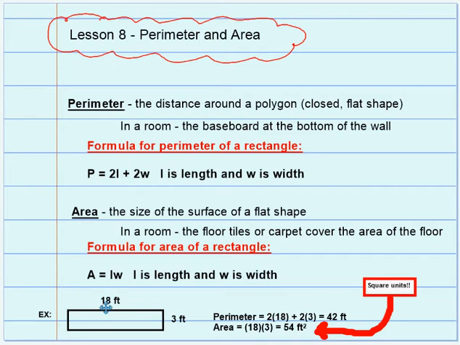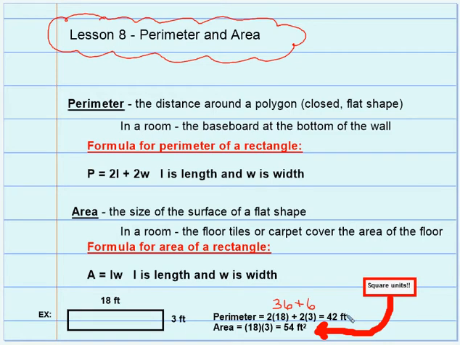and it shows a rectangle. We have 18 feet by 3 feet, and you can treat 18 as the length, or 18 as the width. It really doesn't matter in the calculations. So perimeter, you're going to take 2 times the length, and I used 18 as the length, and you're going to add that to 2 times the width. So 2 times 18 would be 36, and 2 times 3 would be 6, and 36 plus 6 will give you 42 feet.